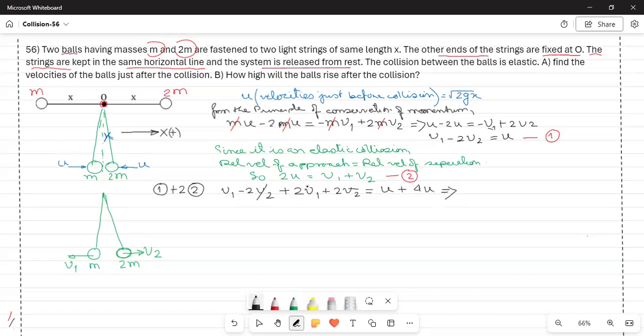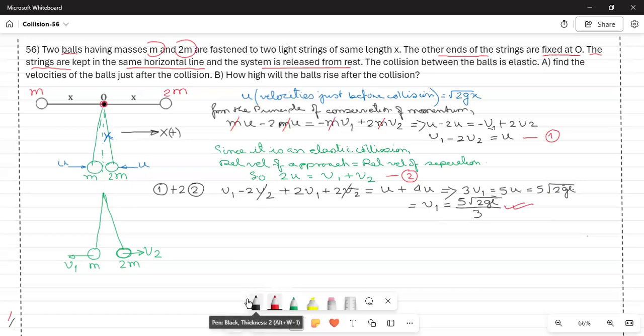From here, 2V2 gets cancelled. So we have 3V1 is equal to 5U. And what is the value of U? U is root 2GL. So from here we get V1 is equal to 5 under root 2GL by 3. This is one relation we have got.